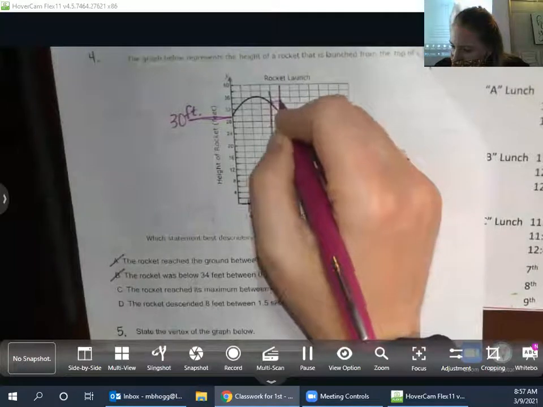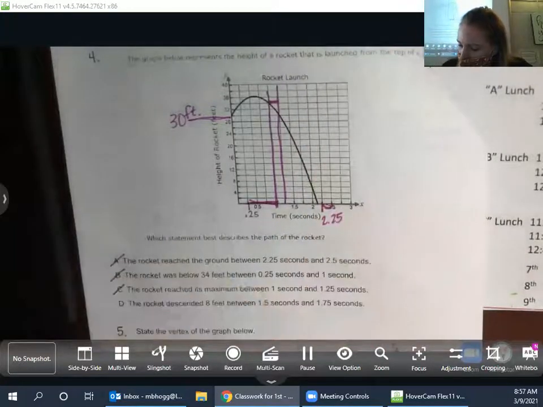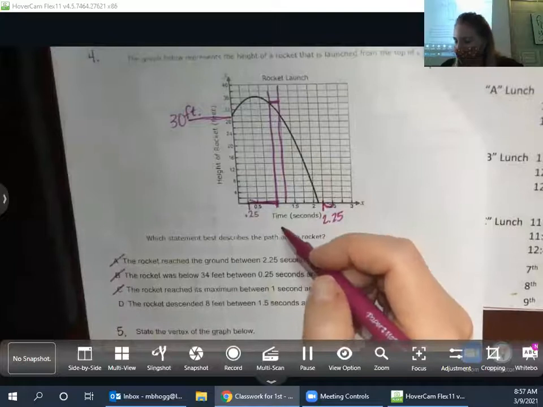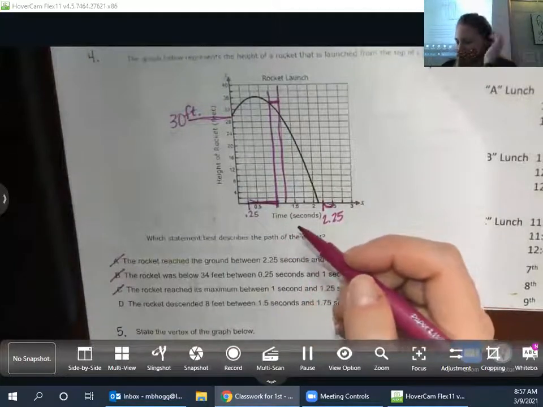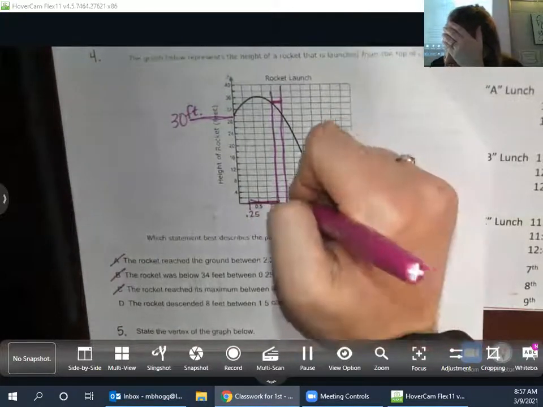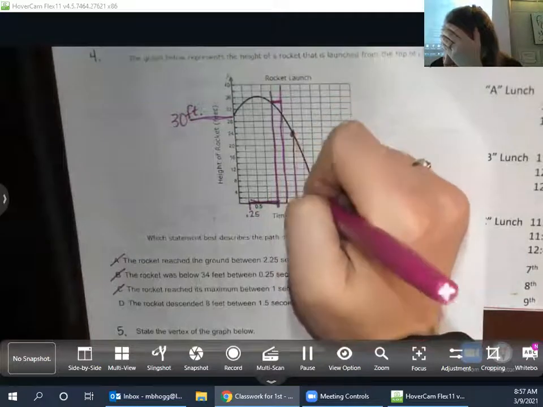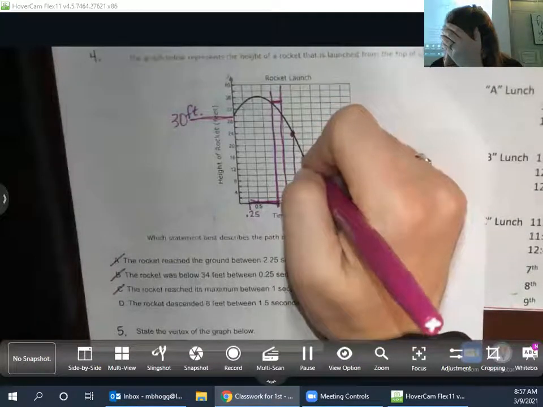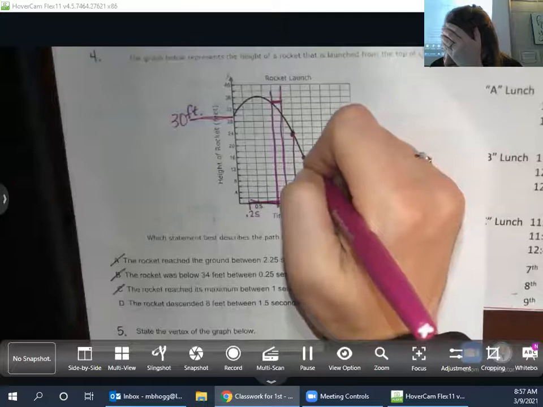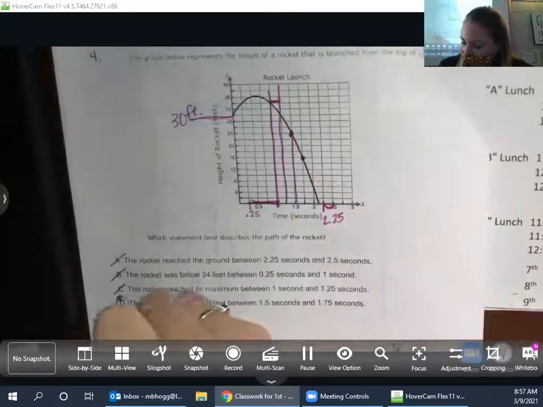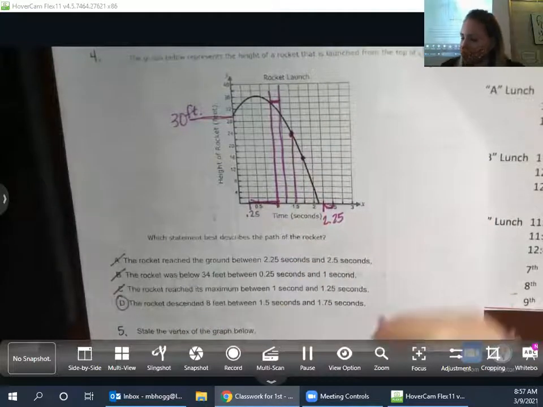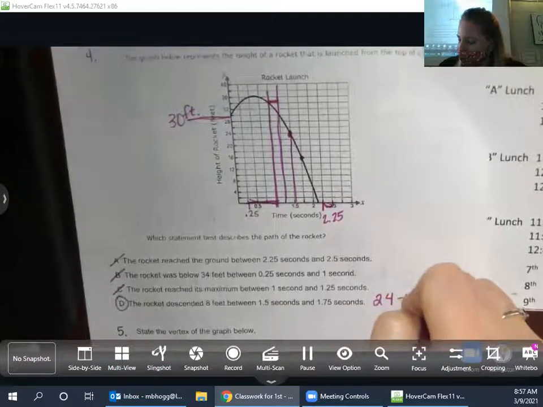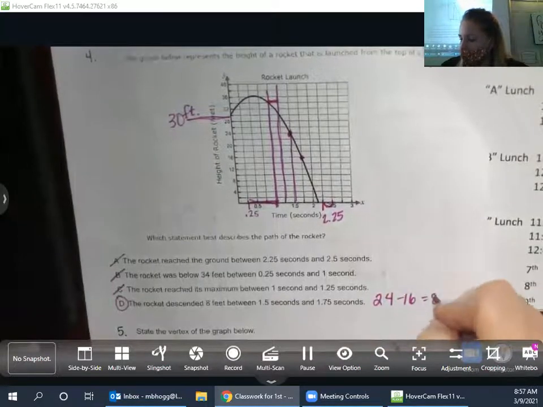This is the range there. No. Hopefully it's D. The rocket descended 8 feet between 1.5 seconds and 1.75 seconds. So from here to here, it went from 24 to 16. That is true. D. 24 to 16 equals 8.